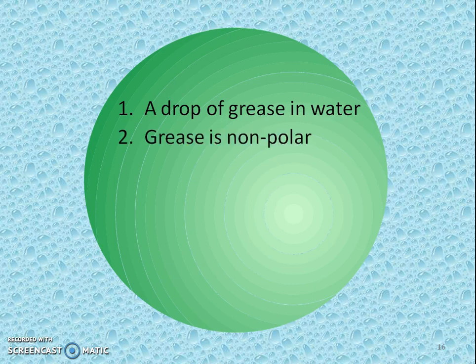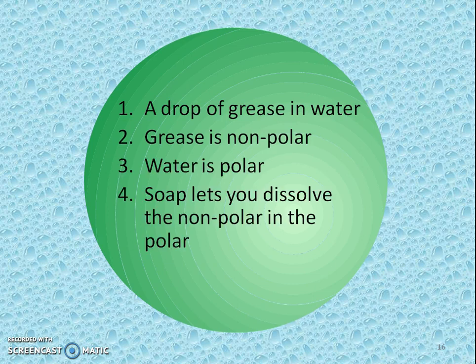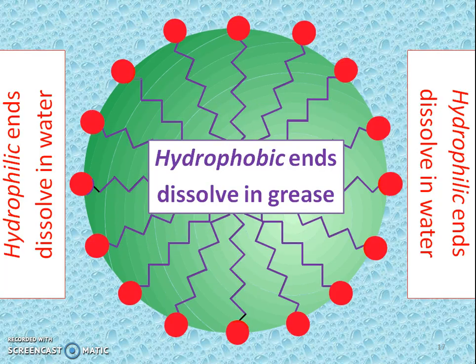It's not going to mix. It's not going to form a solution. So that's what I just said. Grease is nonpolar. Water is polar. So how does soap help you dissolve that nonpolar in the polar substance? Well, this is what happens. The nonpolar end of your soap is going to grab that grease, and the polar part of the soap is going to help dissolve it into the water.